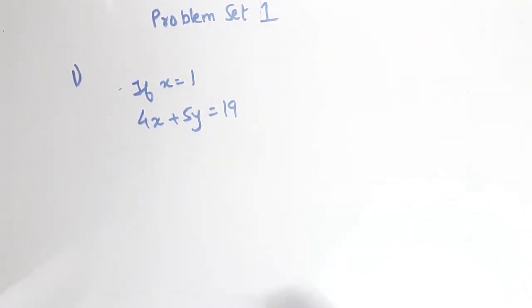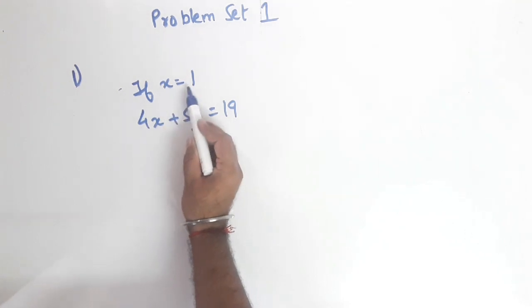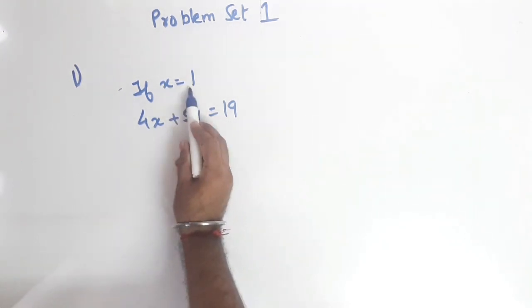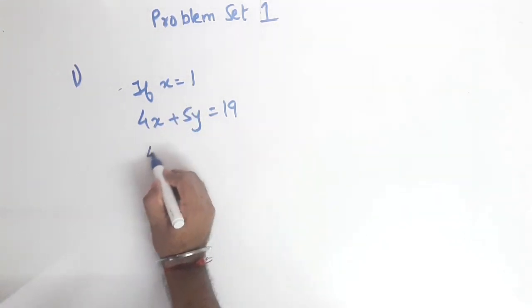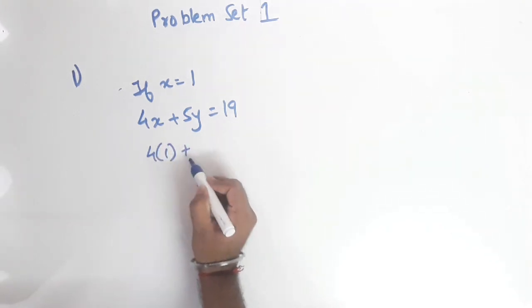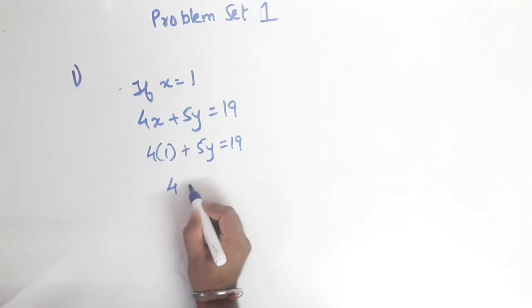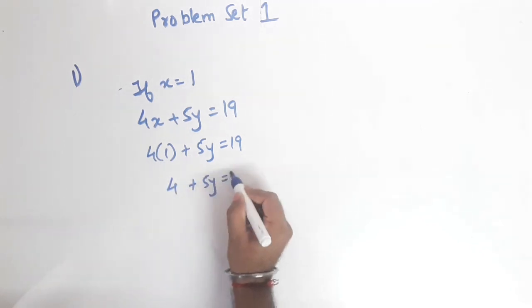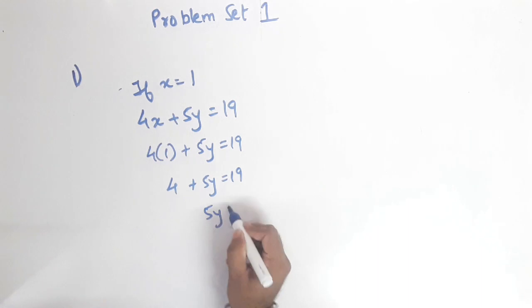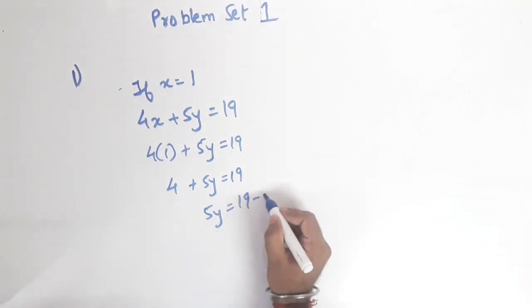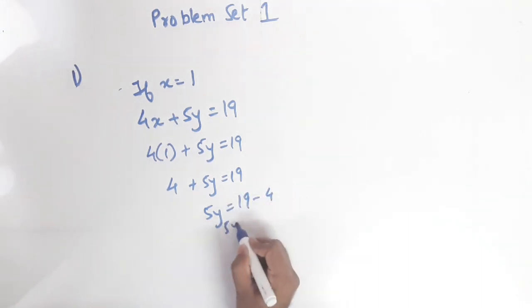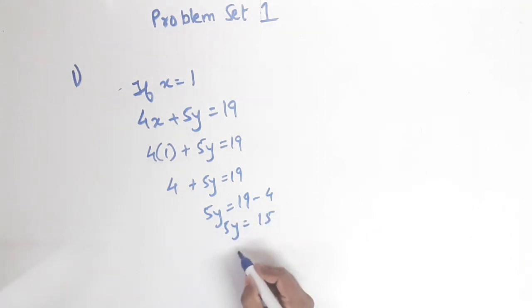Now here you can find the value of y if you substitute the value of x. This is x, so you can place 1 here. 4 plus 5y equals 19. So 5y equals 19 minus 4, 5y equals 15. So what is the value of y? The value of y is 3. Okay, so you can see the options there.